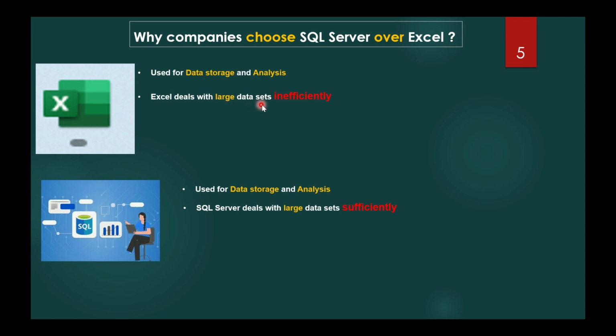Excel deals with large data sets inefficiently, while SQL Server deals with large data efficiently. What does that mean in terms of numbers? Excel can handle up to 1 million rows of data, while SQL Server can handle billions of rows of data. So SQL Server can offer 100 times more storage than Excel.